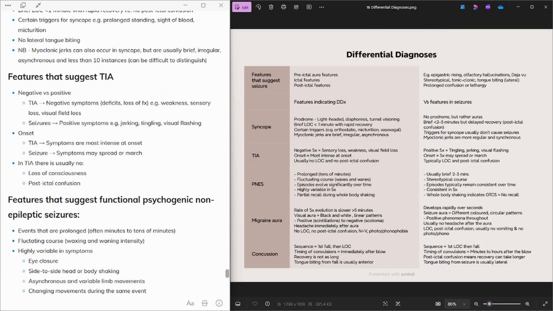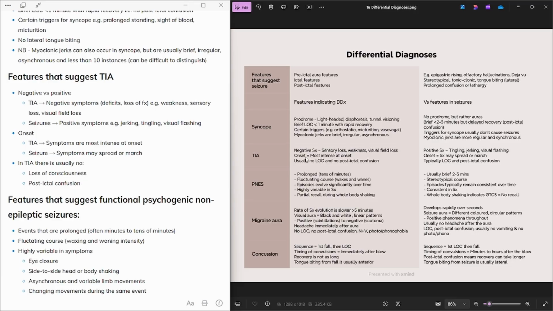A feature that suggests a TIA rather than a seizure is that TIAs or strokes tend to have negative symptoms, so they tend to have a loss of function or neurological deficits, such as sensory loss, weakness, and visual field loss. By contrast, seizures tend to have positive symptoms. Where you get sensory loss in strokes, you'll get tingling in seizures; muscle weakness in strokes, you'll get jerking of the muscles in seizures; and in visual field loss in strokes, you'll get visual flashes in seizures.